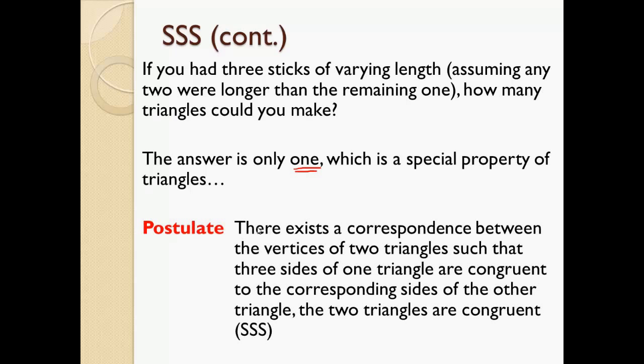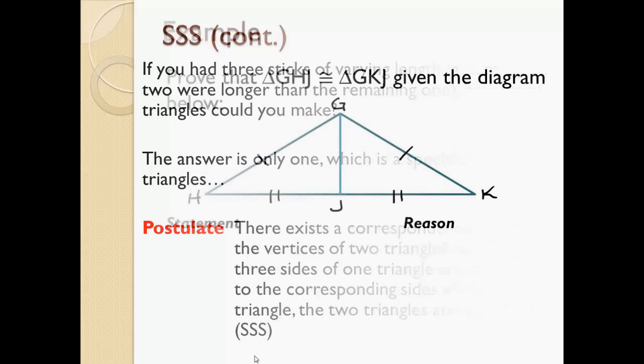Here's our postulate. Remember, you use these in proofs. There exists a correspondence between the vertices of 2 triangles such that 3 sides of one triangle are congruent to the corresponding sides of the other triangle. The 2 triangles are congruent by side, side, side. That's a lot to write. I'm not going to expect you to write that out in a proof. You can write out just that. Okay, but make sure that you understand it.